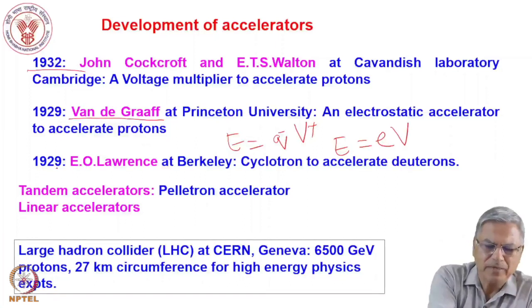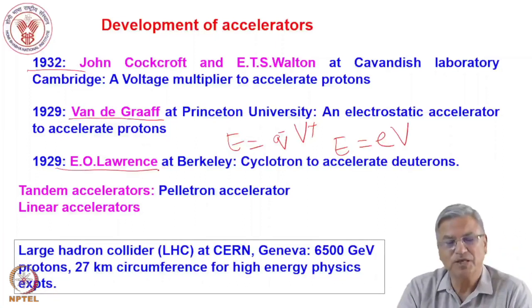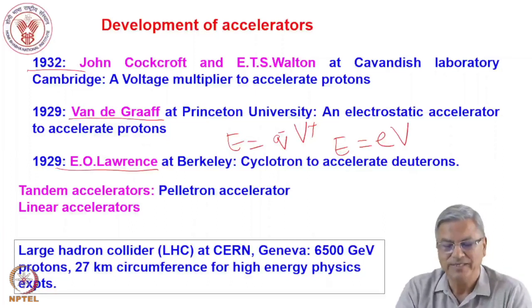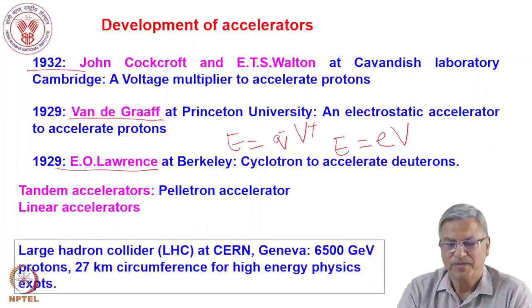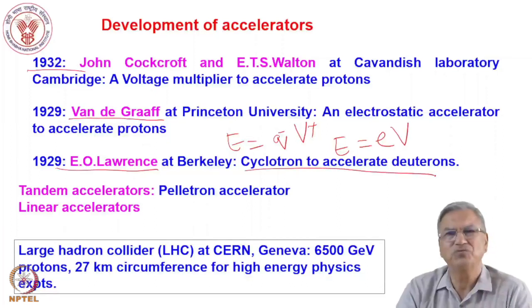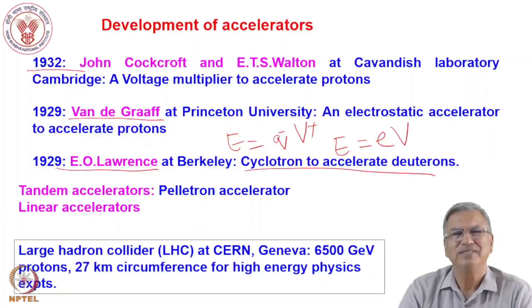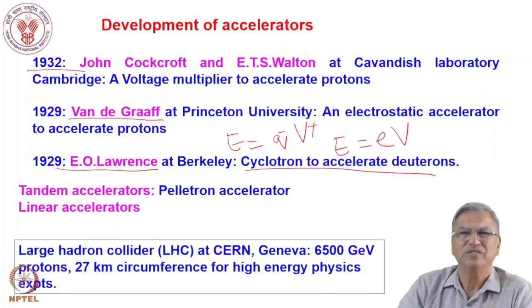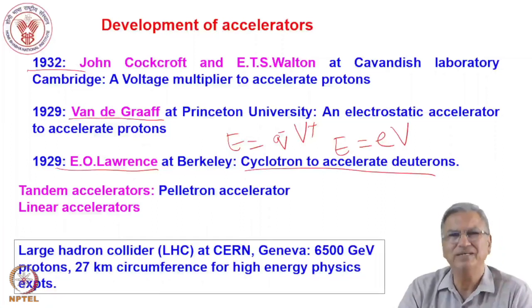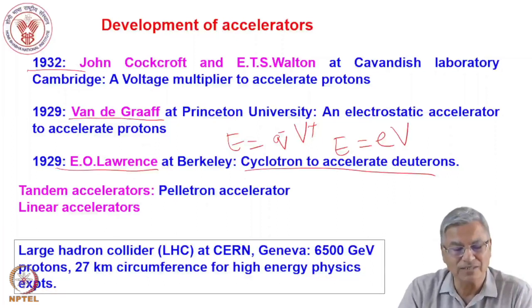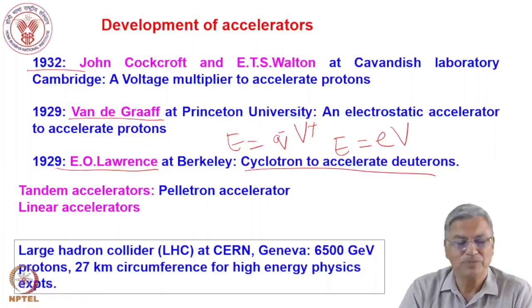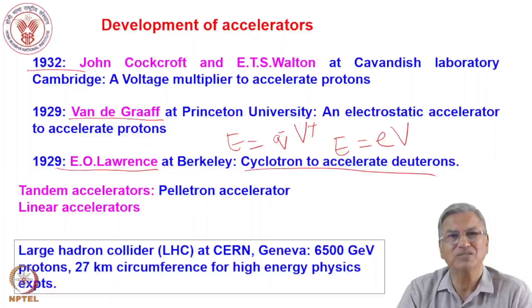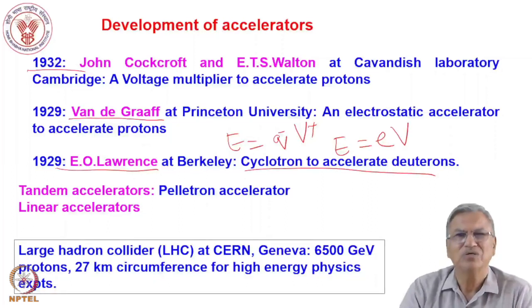In about the same time, Lawrence at Berkeley, at that time the University of California, Berkeley, developed a cyclic accelerator. So that was called cyclotron, which can accelerate the charged particles between the Ds of a magnet to very high energy. The diameter of the magnet actually will decide the energy to which you can accelerate the charged particle. So concurrently, electrostatic accelerators and cyclic accelerators were developed when the need arose to accelerate charged particles to higher energy than that available from the naturally occurring radioisotopes.